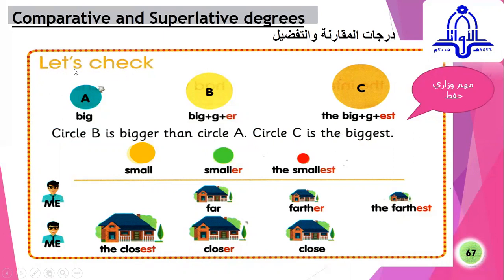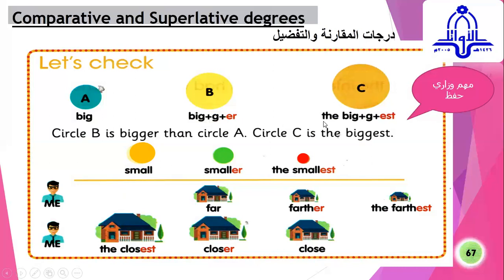قاعدة check. Let's check. معناه نشيك. This circle A is big. Circle A is big, he said, and here we have circle B and we have circle C. This is big. هذه كبيرة. هي circle A. Circle B bigger. أكبر. Bigger. So we duplicate G. لاحظوا ضعفنا G because it proceeds with the vowel letter يعني قبل حرف علة فضعفنا حرف الجي ثم أضافنا ER في المقارنة bigger. This is comparative.